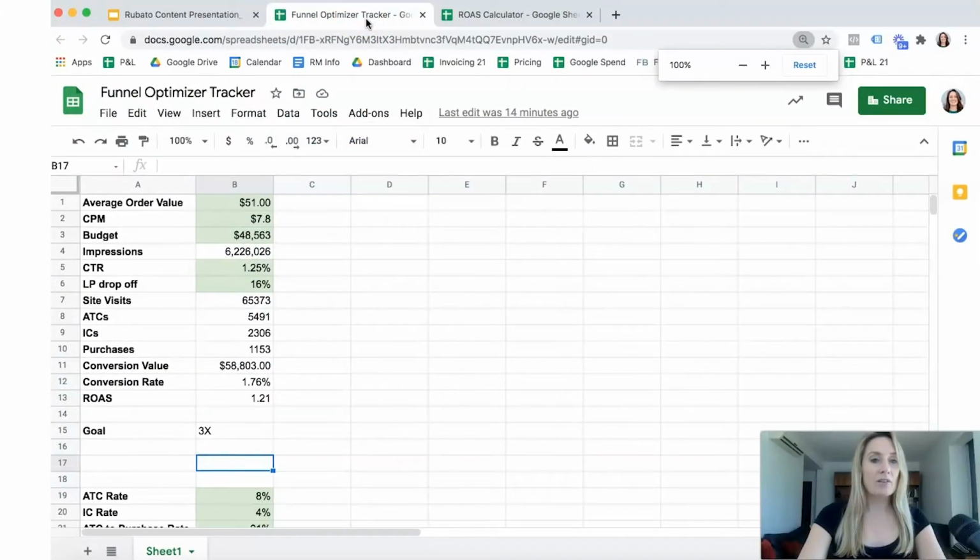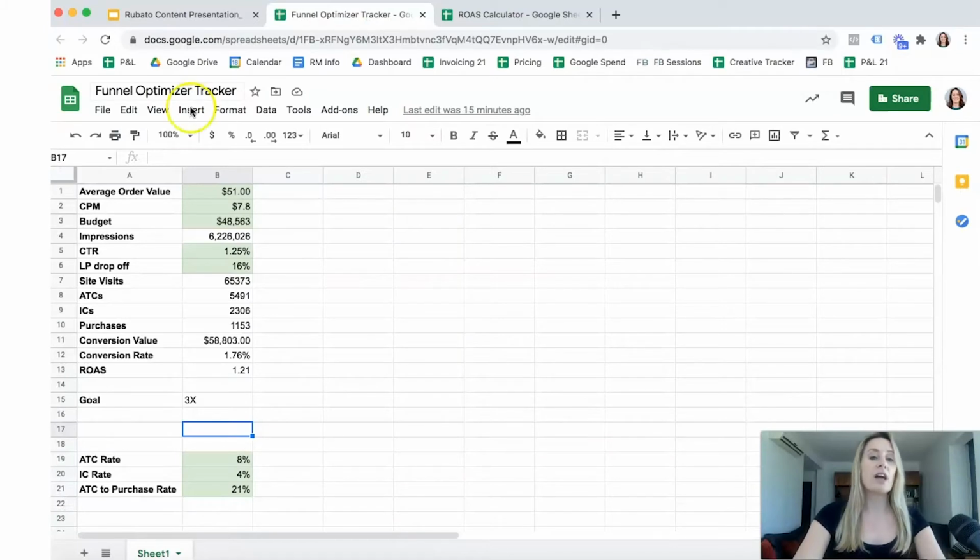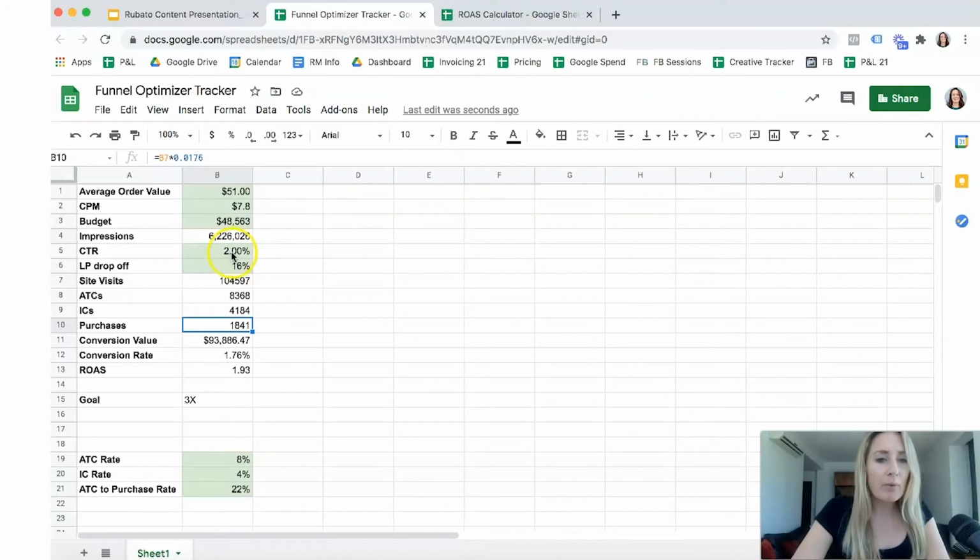This is our funnel optimizer tracker. And basically it's all the same metrics that we just saw, and we picked the date range here of December through current, where this advertiser has been working with an agency. And we can see here that we built these into an actual formula. So we can change these numbers and see what could happen. So for example, if we change this to 2%, we see here that this ROAS comes out to be 1.93.